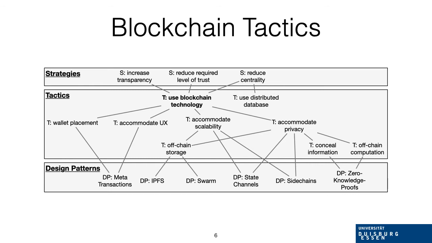So the terminology of strategies, tactics, and design patterns is common in the area of architectural tactics, and we adapted these for blockchain-oriented software engineering. In this figure, we show a few examples of what can be defined as a strategy or tactic or design pattern. So in general, the idea is not restricted to blockchain. As you can see, there's the strategy reduced centrality on the top, which can also be achieved by using a distributed database with other advantages or disadvantages, of course. But we focus here on the tactic to use blockchain technology.